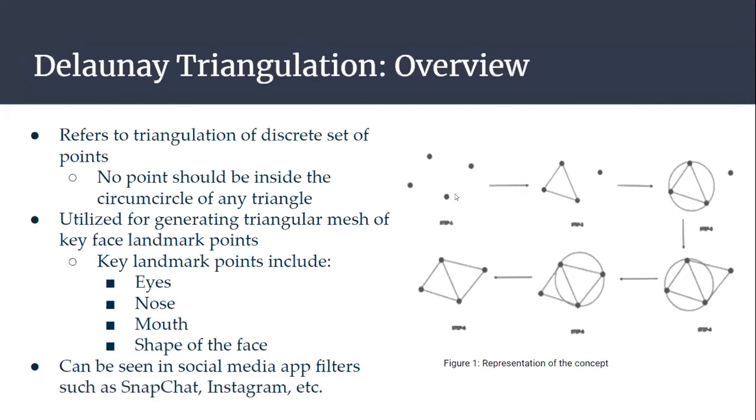Now, in face recognition, Delaunay triangulation is used to create a triangular mesh of key face landmark points of a face. And those key landmark points could include the eyes, the nose, the mouth, the shape of the face, etc. And you could see the implementation of Delaunay triangulation in several social media filters, such as Snapchat, Instagram. Usually when you try to apply a filter on your face, a triangulation would appear, and that's just the system mapping out where your face is and where the key features of your face are. And then it would pop the filter according to that mapping.